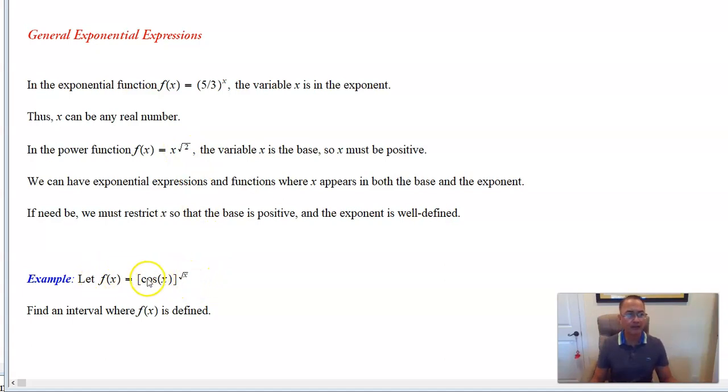Okay, so we have cosine of x quantity to the power square root of x. Okay, let's find an interval where the function is defined. Okay, all we want is one interval.